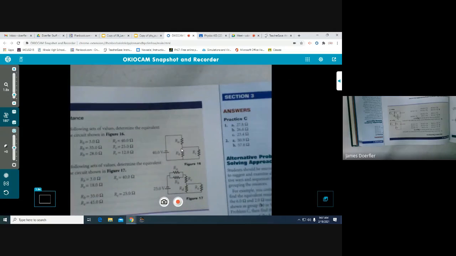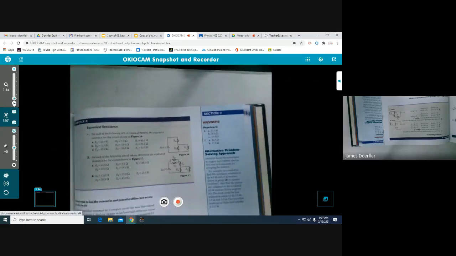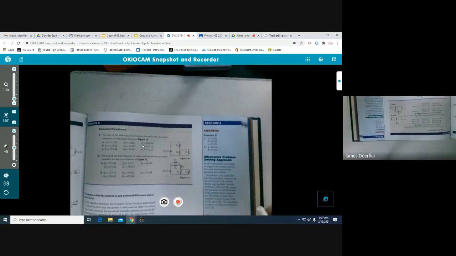All right. We're going to do a couple of these. Now, in order to save space, they kind of just label them very generically as resistor A, B, and C, so on and so forth. And in the problem itself, it gives you the various resistors to use.